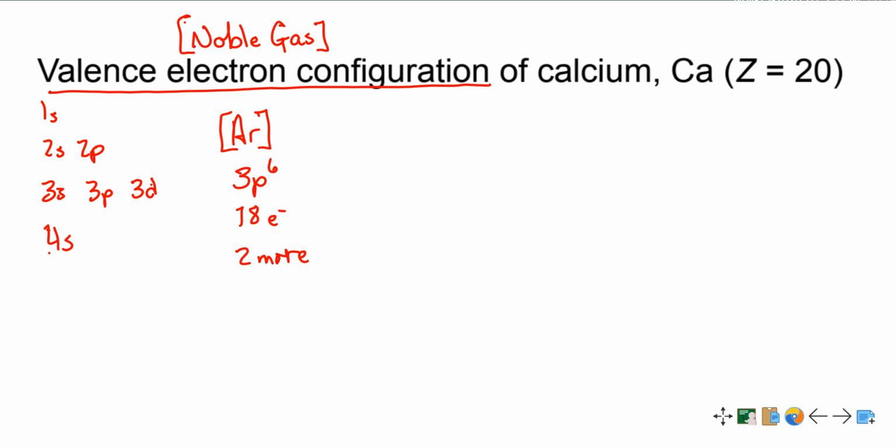So if it's 3p6, the next one is 4s. So for 4s, I have 2 left, and how many can the 4s level hold? 2. Which makes sense because calcium is in the s block, and it's in the second column of the s block. So this is my valence electron configuration for calcium.